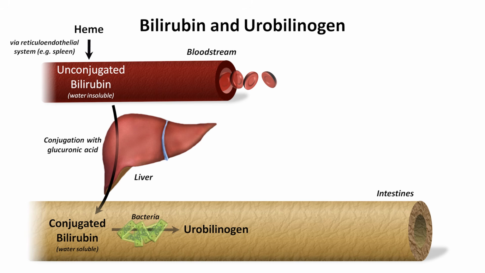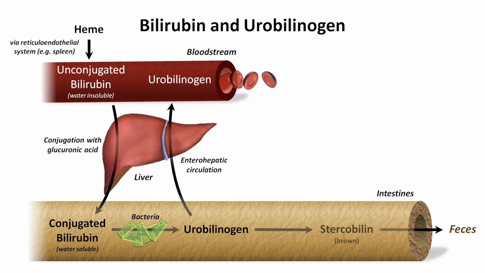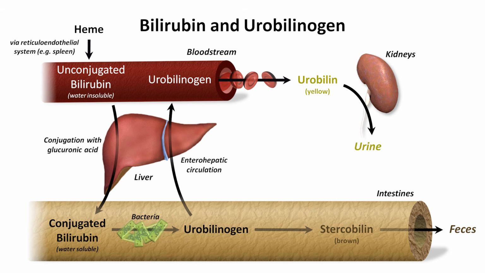Some of the urobilinogen is further converted to stercobilin, which is a brown pigment and is largely responsible for the brown color of feces. In addition, some of the urobilinogen will be reabsorbed by the liver and re-enters the bloodstream, where it will be converted into the yellow pigment urobilin. Urobilin is then excreted by the kidney along with some amount of unconverted urobilinogen.